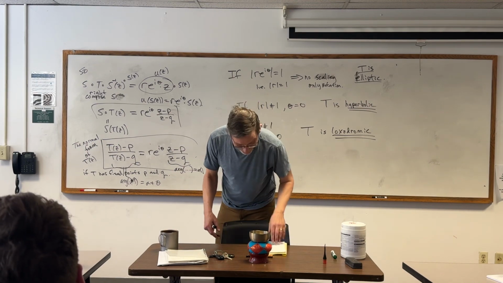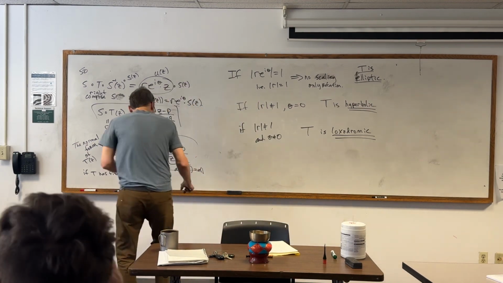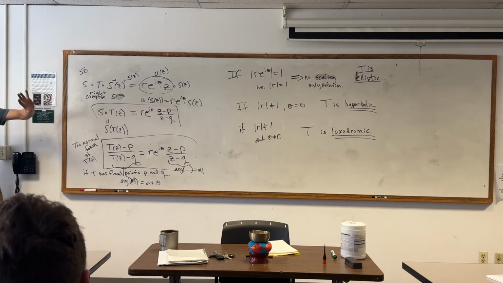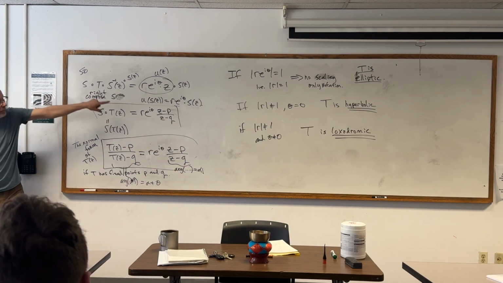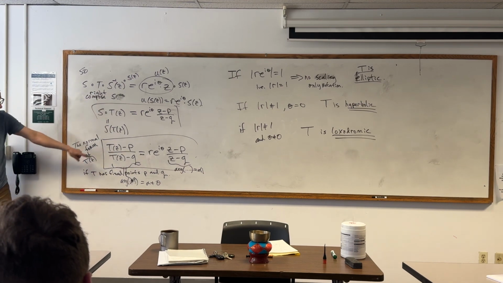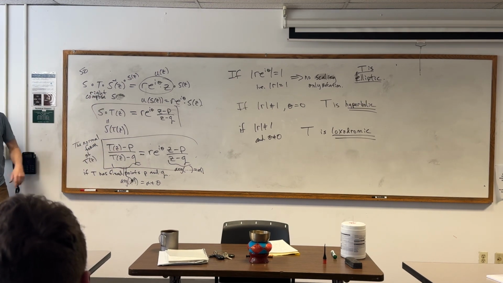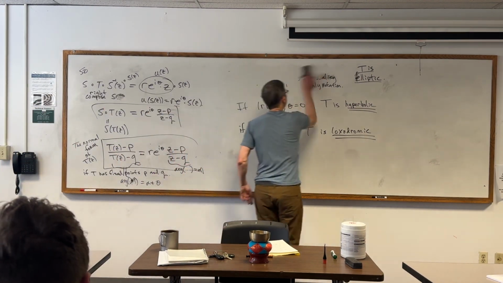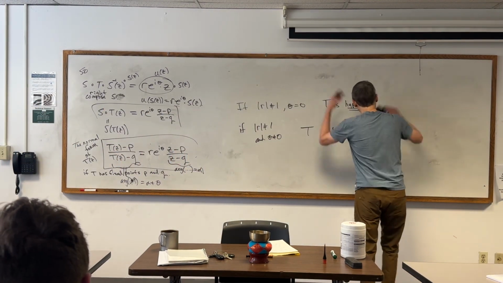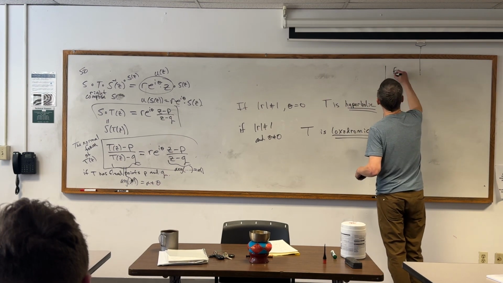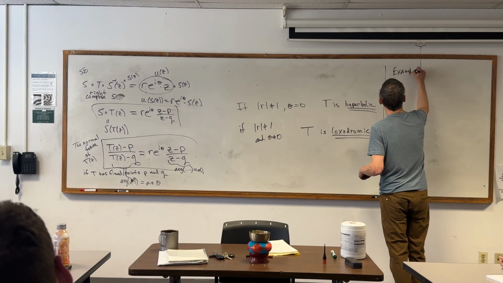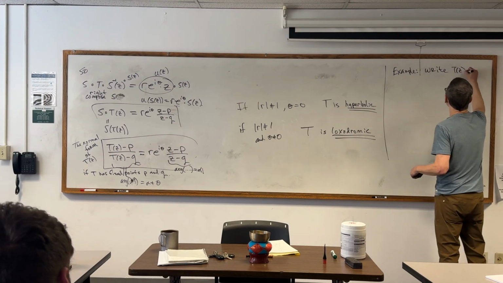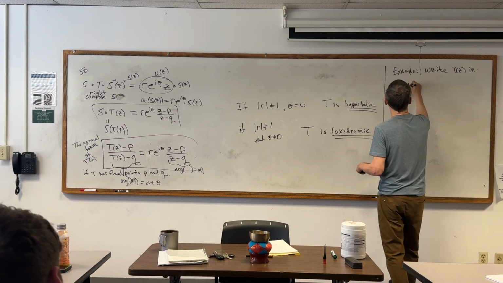Okay, let's do an example. On the quiz on Monday, I'm going to give you a T and ask you to put it into normal form. Here's how you do that. Example. T of z in normal form.